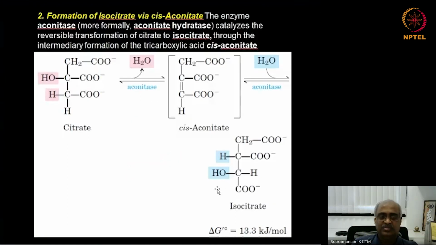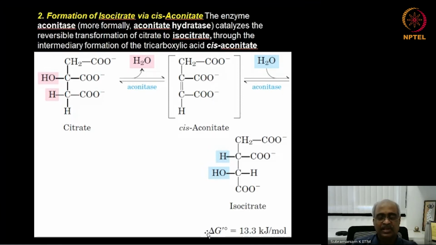Then the next step is citrate undergoes internal rearrangement. Like the shaded hydrogen and hydroxyl group gets swapped between these two carbons, forming isocitrate via the cis-aconitate intermediate. So I promised you, you only will need to learn the reaction mechanisms of glycolysis. I'm going to skip the reaction mechanisms here, even if they exist in the slide.